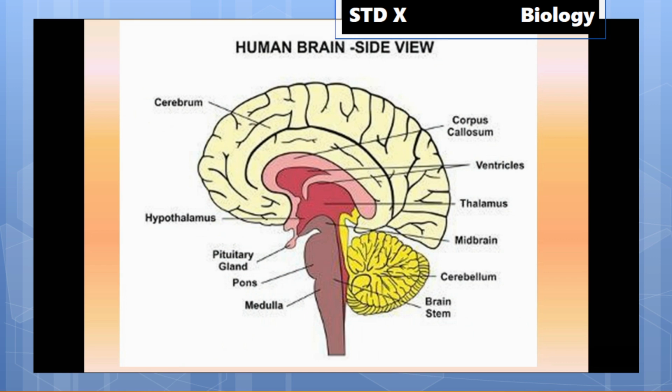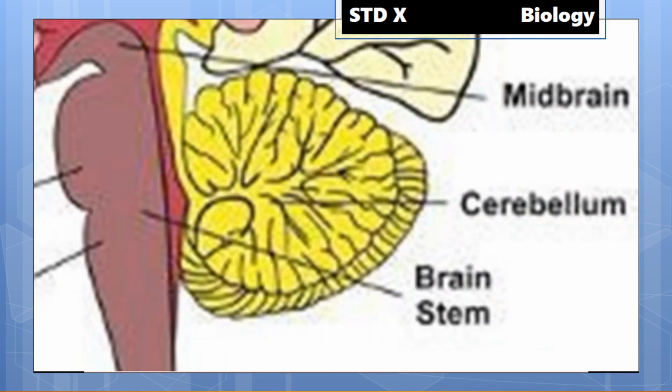Cerebellum is the second largest part of the brain, seen behind the cerebrum as two flaps. Fissures and grooves are present here. It coordinates muscular activities and maintains equilibrium of our body. The last part is medulla oblongata. It is a rod-shaped part seen below the cerebrum, located near cerebellum. It controls involuntary actions like heartbeat, breathing, digestion, etc.